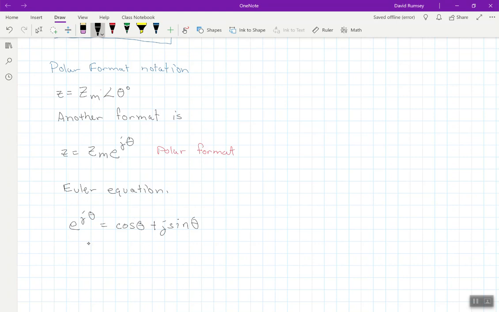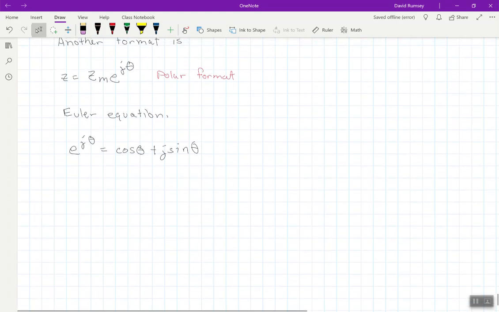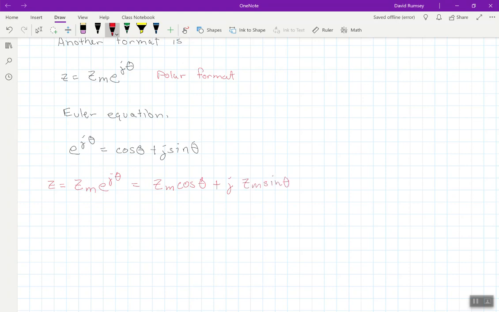And I'm not going to go through the math on why this is. This has to do with complex numbers, complex analysis. It's well beyond the scope of this course. But if we have z equals z sub m e to the j theta, what that is saying is this is the same thing as saying z sub m cosine of theta plus j z sub m sine of theta. And what I want to point out here, this is polar format, and this is rectangular format.